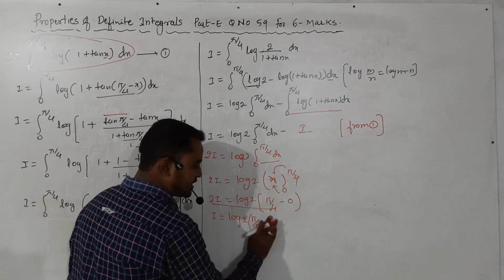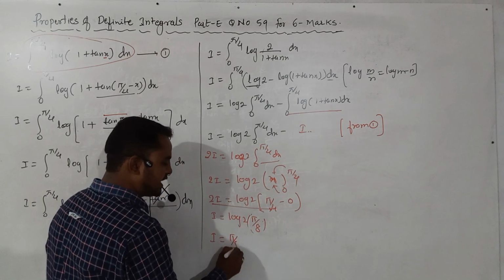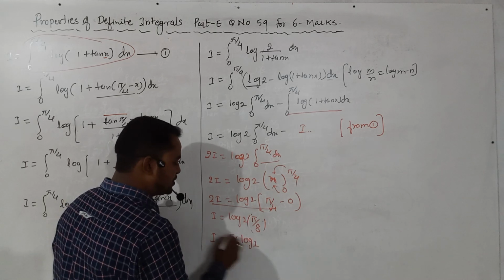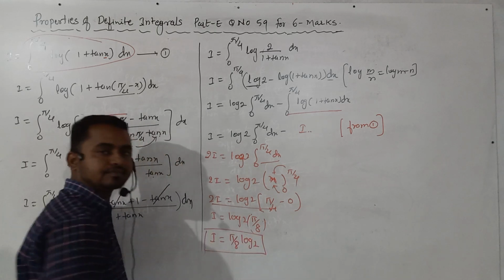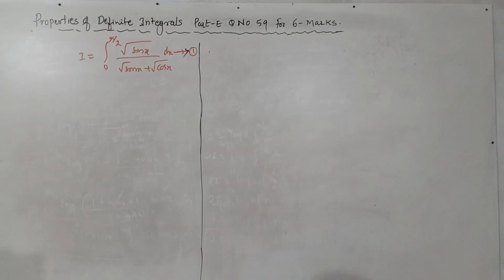5 by 8 minus 0 means what? 5 by 8 itself. Therefore, I is equal to what? 5 by 8 into log 2. So, this is your final answer. Any doubts? This is a very easy problem.